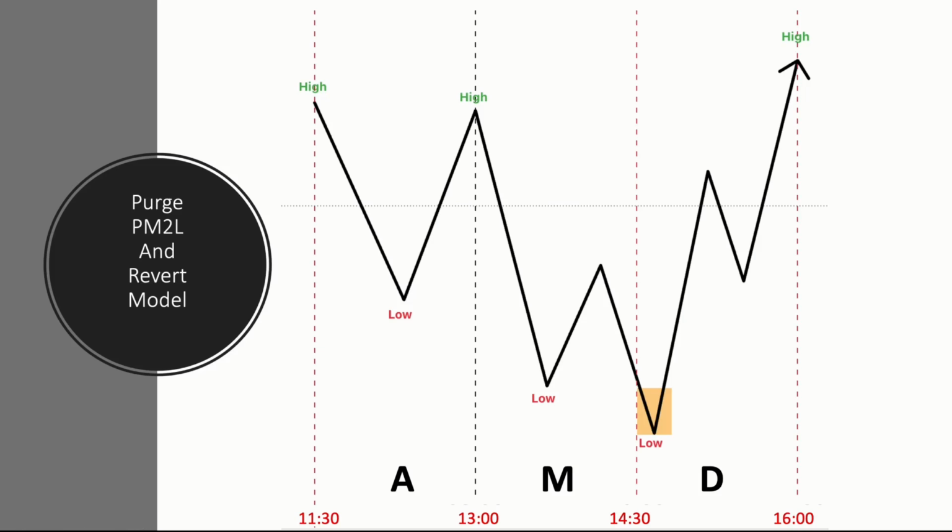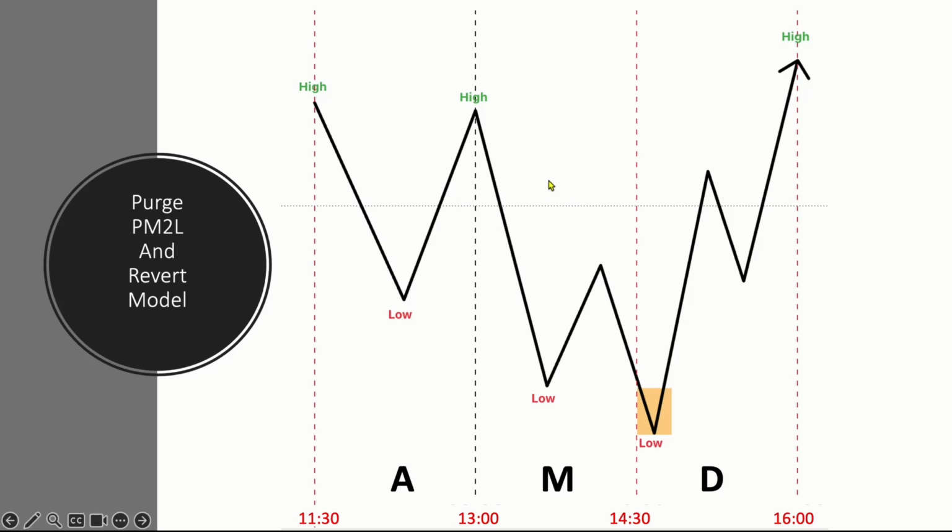For the long scenario during the PM session, we're going to take a look at a purge of the second PM cycle's low and revert model. This occurs when, from the PM opening at 11:30 or during the launch opening, the market is slowly trading lower, and then during the second 90-minute cycle's open, which occurs at 1 p.m., the market sells off rapidly. It sells off aggressively. This selling off from the 1 p.m. opening is a retracement on a higher time frame into a discount array.